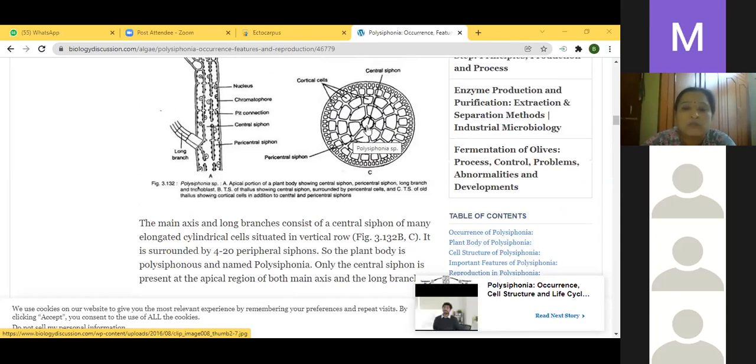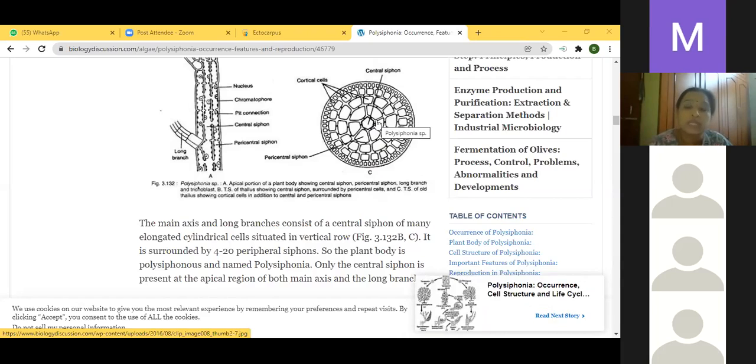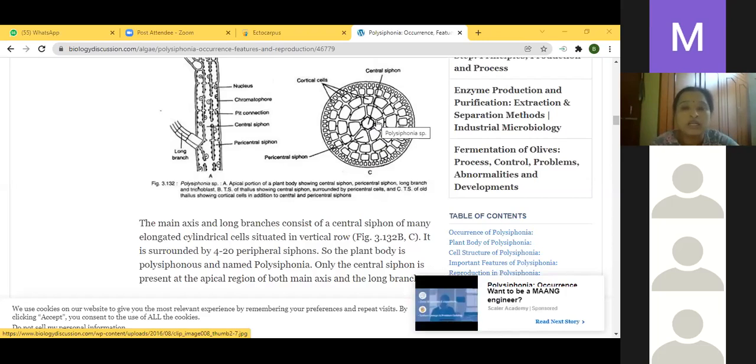So the plant body is called... After that come cortical cells, many cells too. That's why this plant body is called Polysiphonia. Why? Central siphonous cells are there, and again surrounding that, pericentral siphonous cells, 4 to 20, are formed. That's why the plant body is named Polysiphonia.